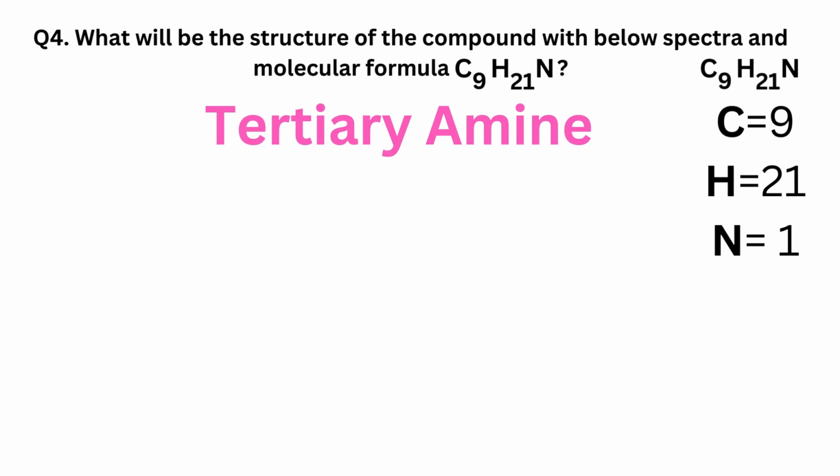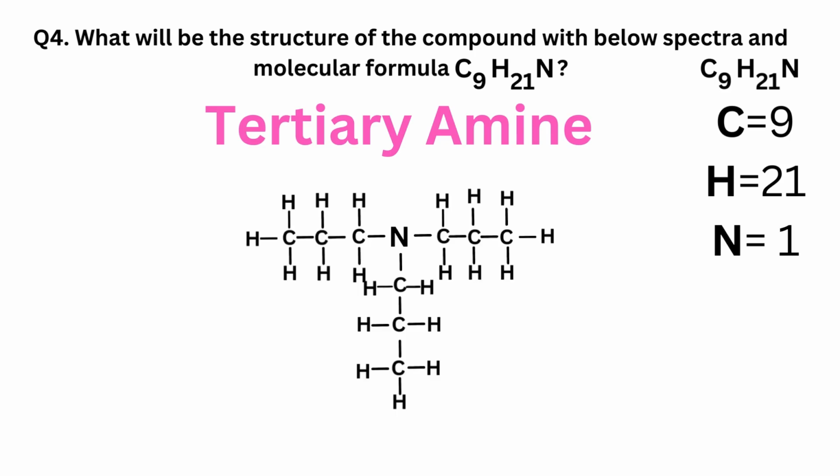So let's start by writing nitrogen in the center. And this nitrogen is tertiary, so it will have carbons on left, right and down. Carbons are 9. We can equally divide them, 3 left, 3 right, and 3 down, and then we can give hydrogens to each carbon to make them saturated, and this is the structure of the identified compound.